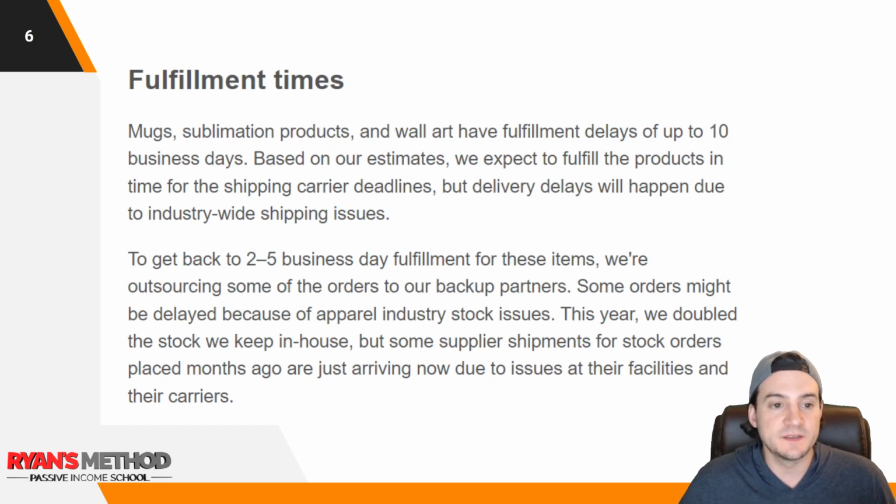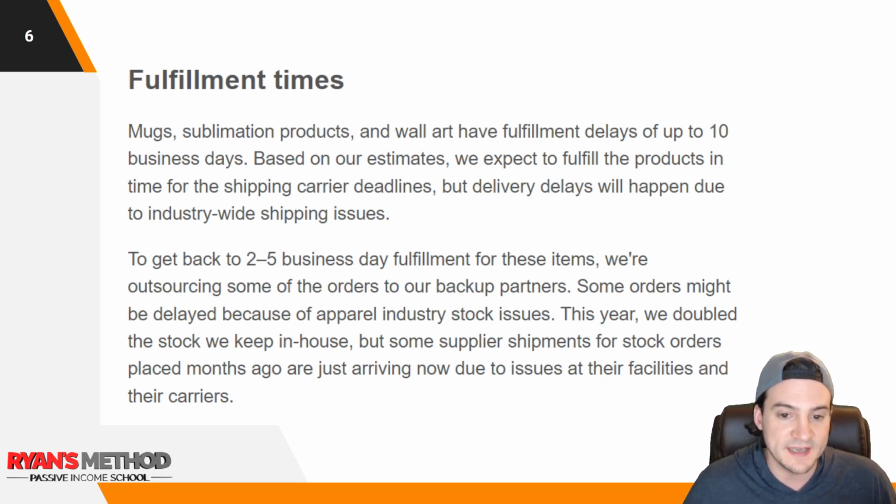Fulfillment times. Mugs, sublimation products, and wall art have fulfillment delays of up to 10 business days. Based on our estimates, we expect to fulfill the products in time for the shipping carrier deadlines, but delivery delays will happen due to industry-wide shipping issues. I actually reached out to support today because one of my Amazon customers asked me why the tracking information was provided, but if you click the link to see the tracking, it was in this pre-shipment phase. So there are delays. It's going to happen. You're going to have customers reaching out to you.